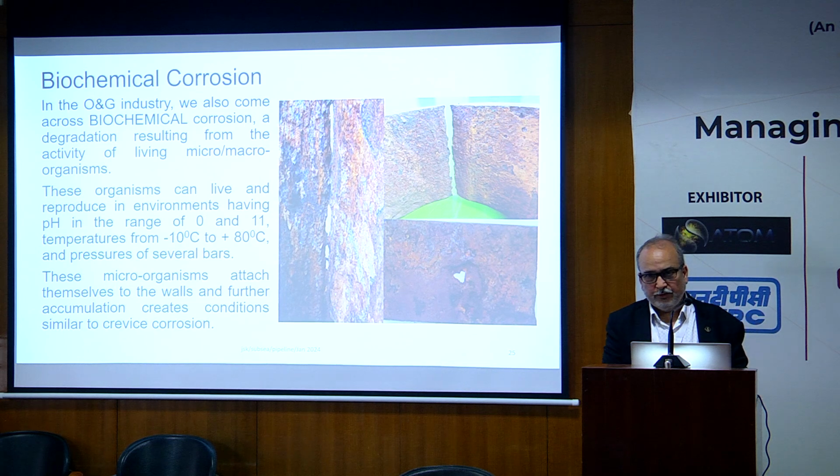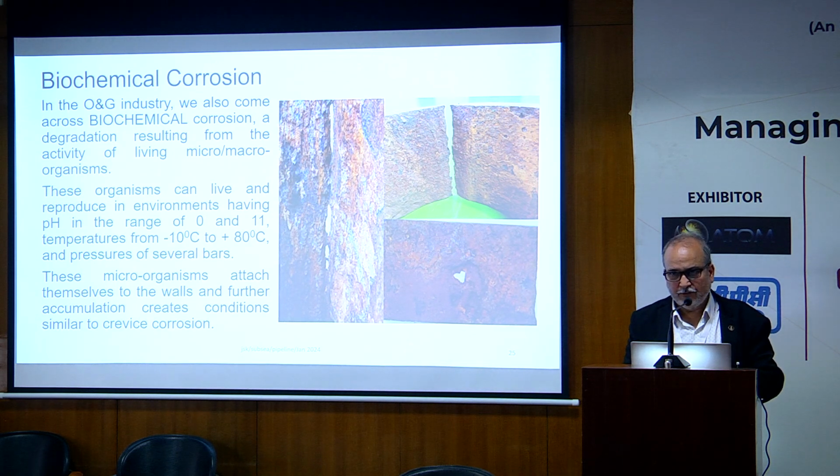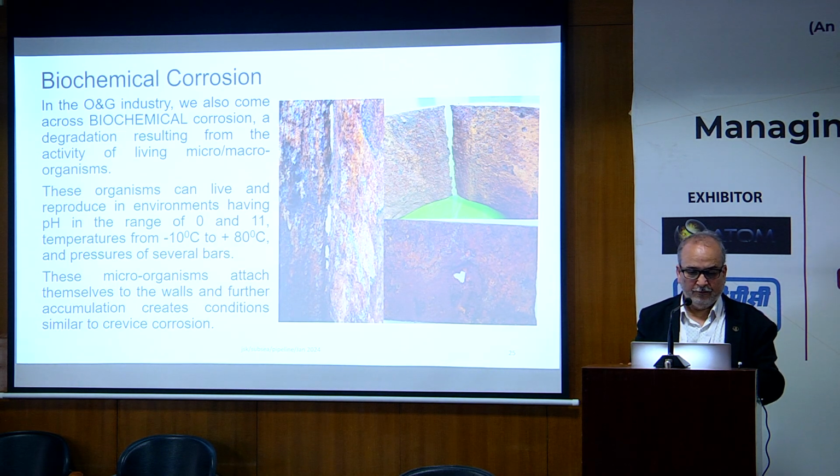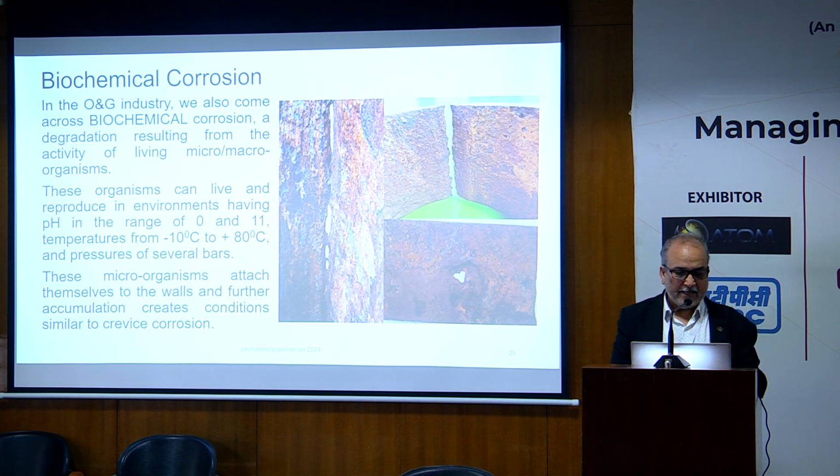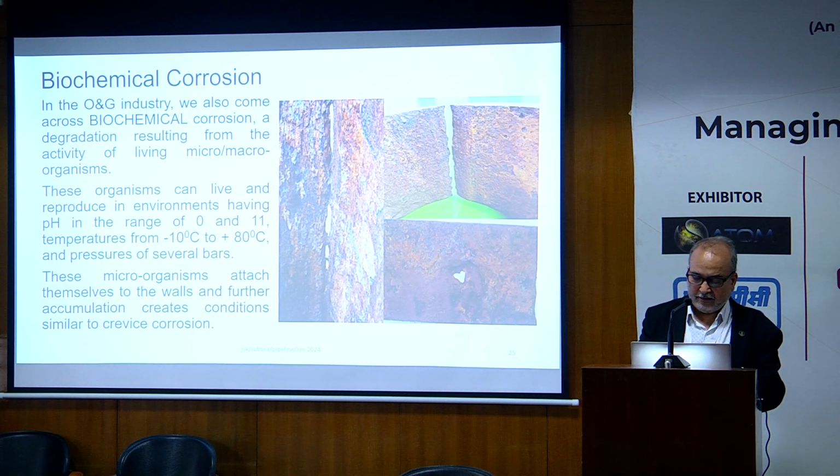Biochemical corrosion is one of the serious corrosion types which we are finding in our pipelines. These are the biochemical corrosions. Degradation results from micro or macroorganisms. These organisms can live in different atmospheres and temperatures, and they attach themselves to the walls of the pipelines and cause crevice type corrosion.